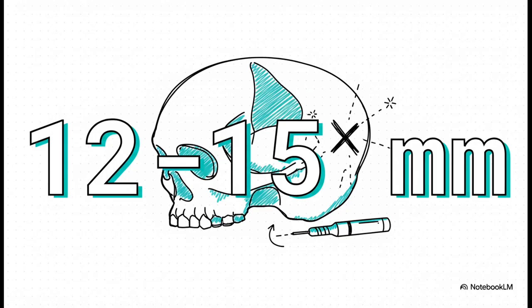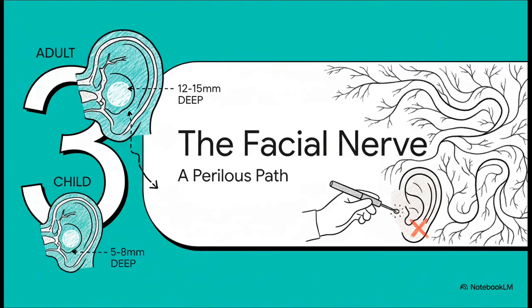Once a surgeon finds that spot, the next vital question is, how deep do you drill? And this is where precision becomes everything. This is just a brilliant example of why anatomical knowledge is so critical. In an adult, the antrum is about 12 to 15 millimeters deep from that triangle. But, and this is huge, in a 2-year-old child, it's only 5 to 8 millimeters deep. Getting that wrong can be catastrophic because of the delicate structures that lie just beyond it.